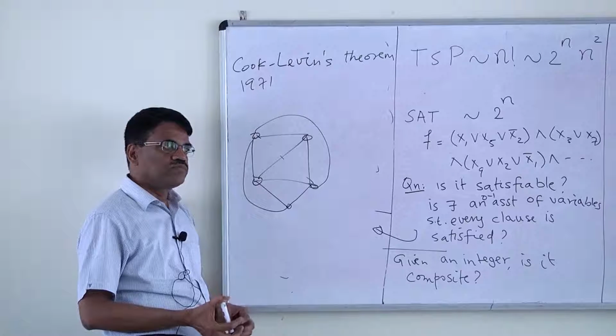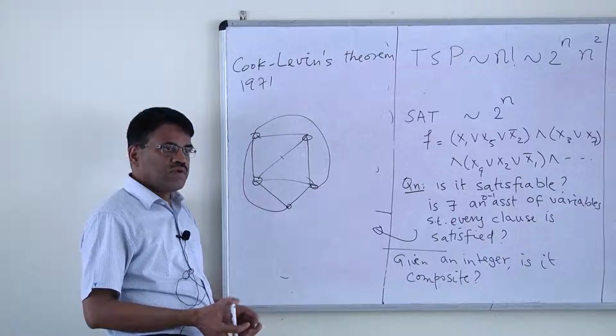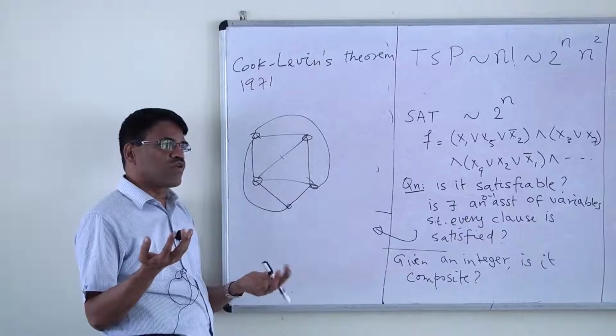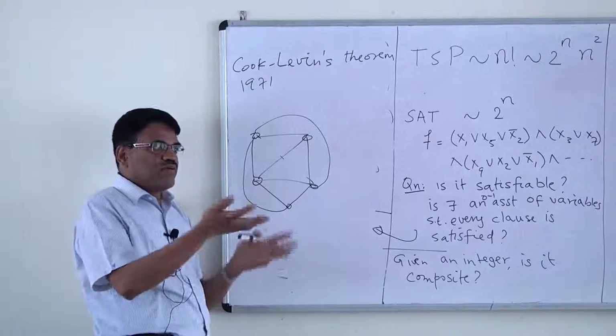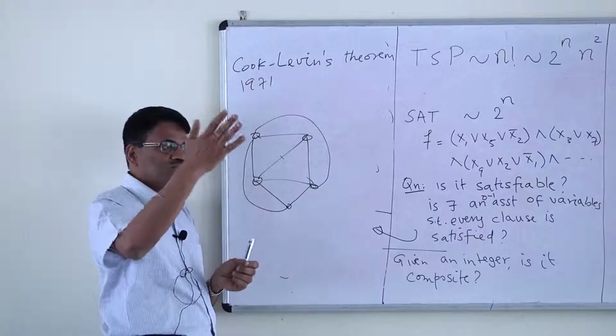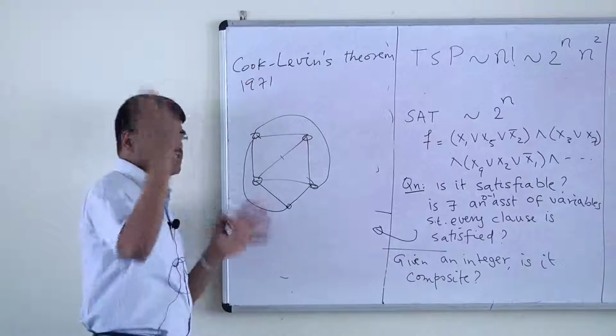How will you do it? Try all subsets of size up to 4. What is the maximum possible? That's like n to the power 4. It's n to the power of a constant, so it's polynomial time. Right? So what's the moral of the story?